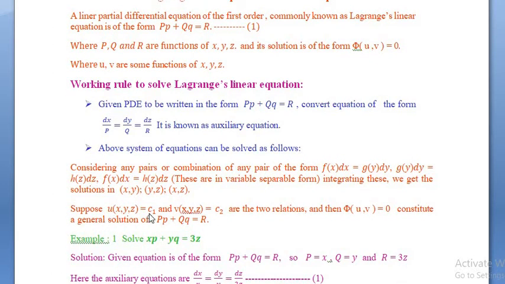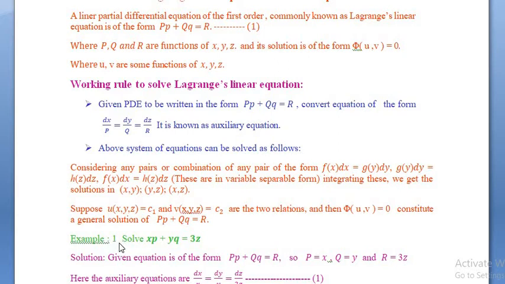Suppose u of x, y, z is equal to c1 and v of x, y, z is equal to c2 are the two relations, and then the functional relation phi of u, v is equal to 0 constitutes a general solution of the partial differential equation of the form capital P p plus capital Q q equal to capital R.